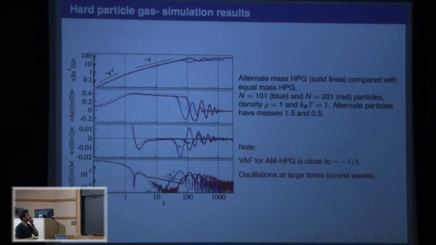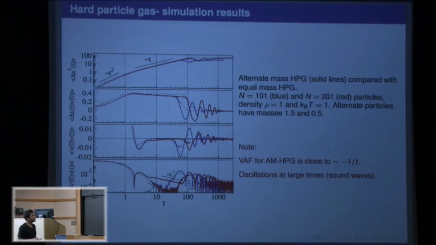Okay, so if you plot the mean square deviation, the dotted lines here are for the equal mass case, and the solid lines are for the alternate mass case. The alternate masses are 1.5 and 0.5, and this is the temperature. The mean density is the same as the equal mass case. In this case what you find is that it seems to be more or less like the equal mass case, but after system size effects come, you see these oscillations which you do not see in the equal mass case. So in the unequal mass case you see these oscillations, and then it saturates to the equilibrium value.